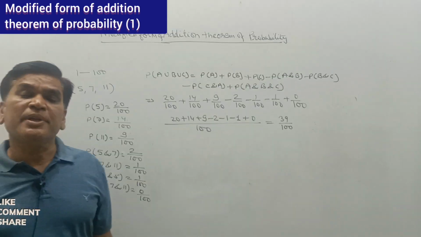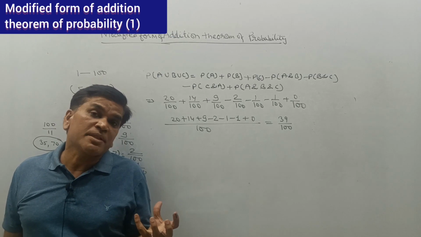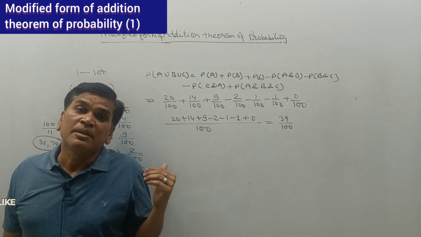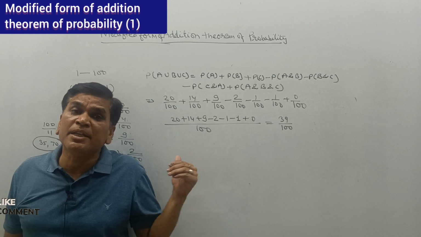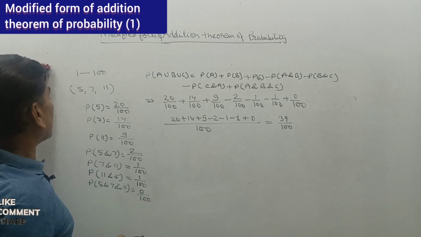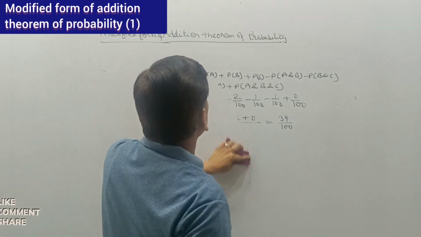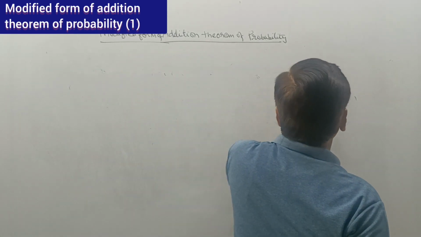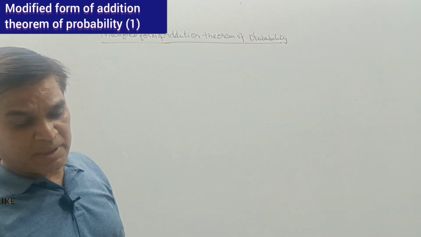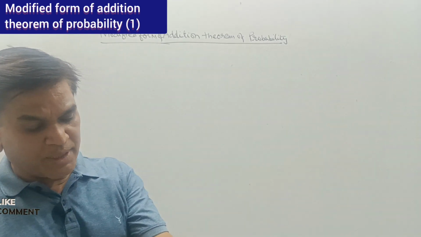So in this form, we can use the modified form of the addition theorem. It means if events are not mutually exclusive, the events have something in common. Suppose from a pack of 52 cards, one card is drawn at random, what is the probability that it will be a heart card or a king? In heart cards the king is included, and in kings the king of hearts is included. So in such a condition, we have to use this modified form of the addition theorem. One more question related to this we have.